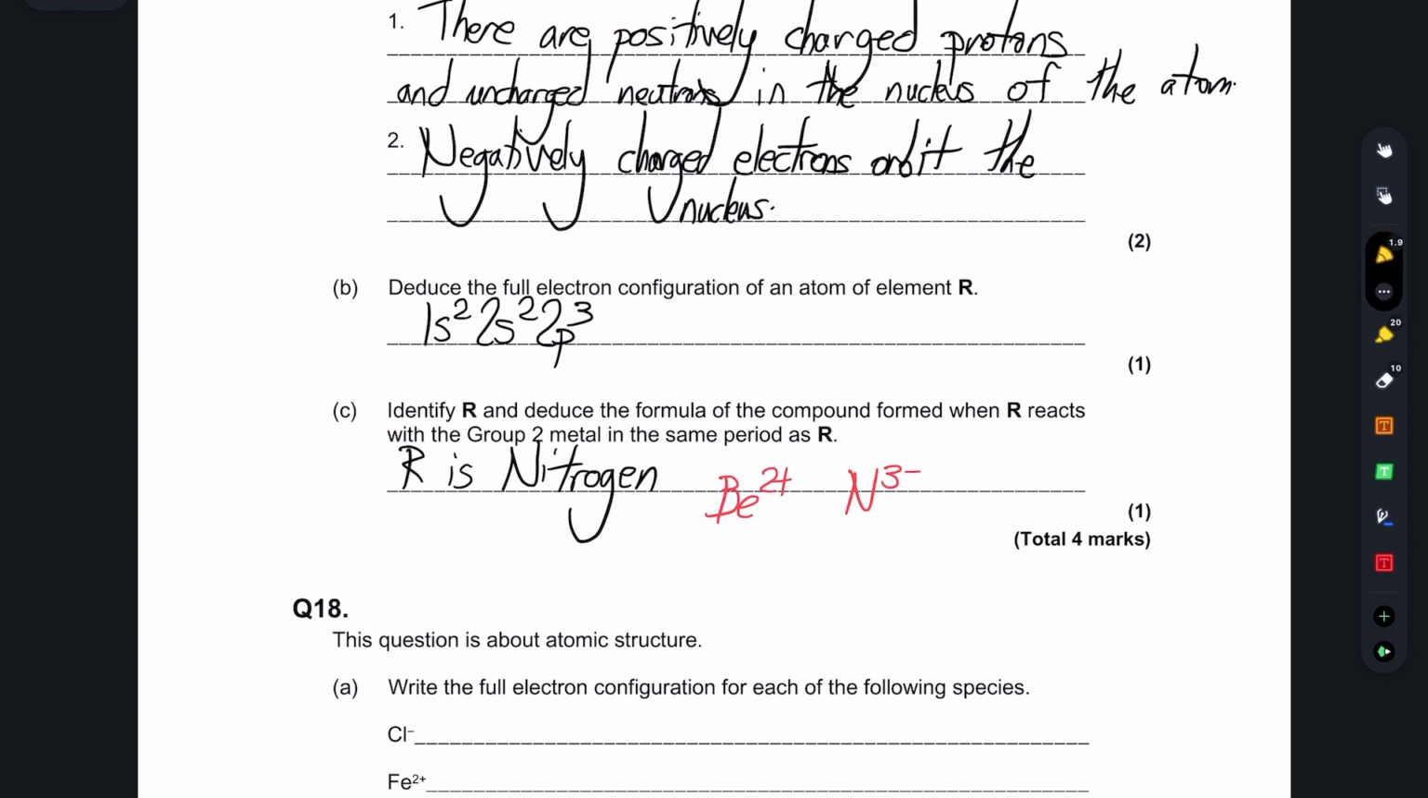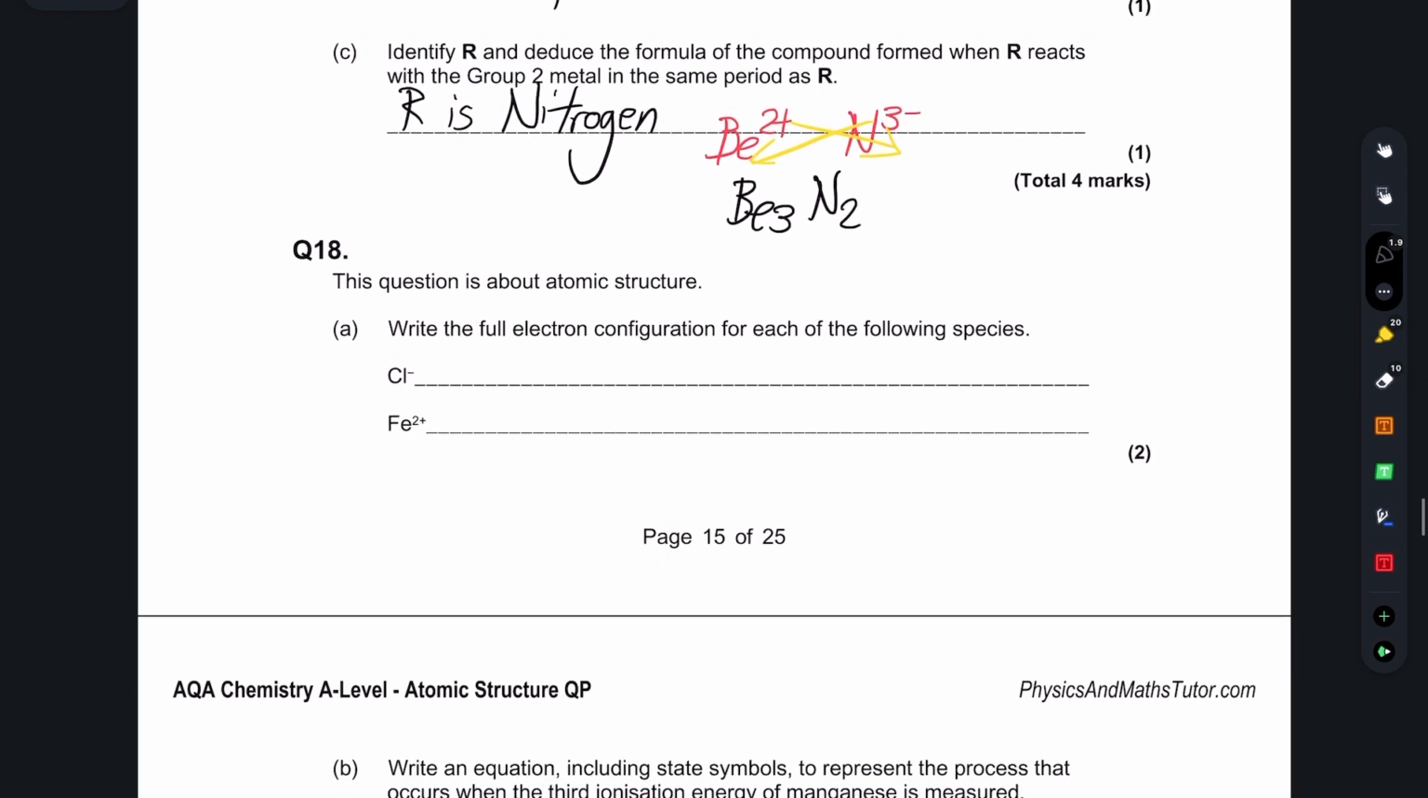And what we do now is we bring down the charges like this. This is like a trick you can do. And once you've done that, you end up with this: Be3N2. So this is the compound which forms when R reacts with the group 2 metal in the same period as R. So now let's look at this question 18A.